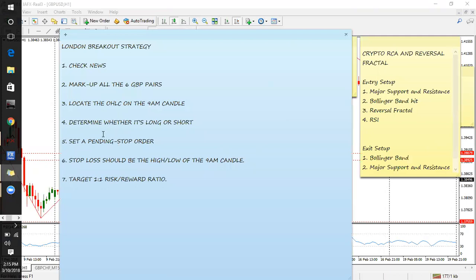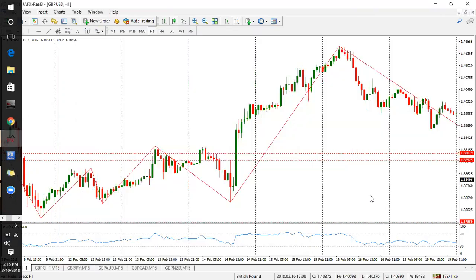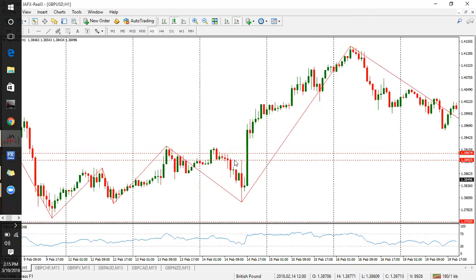Then the next thing is to determine whether it's long or short. This is where you will need to pay very good attention. Determine whether it's a long or short position you're going to enter. If it's a long position, you set a buy stop. If it's a short, you set a sell stop.